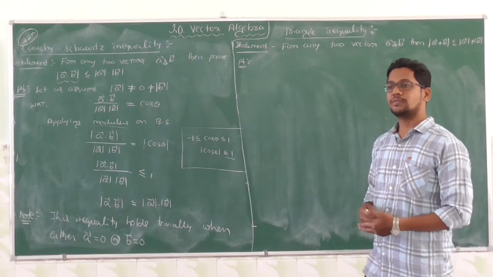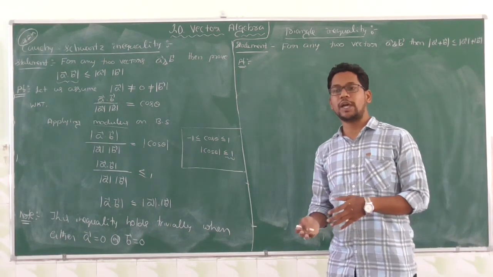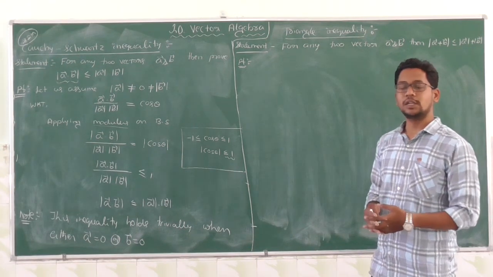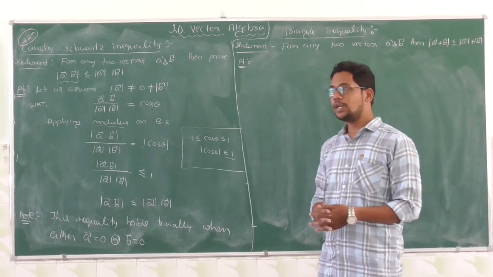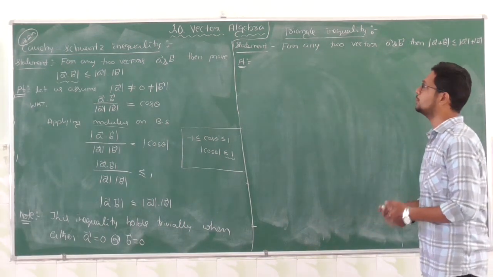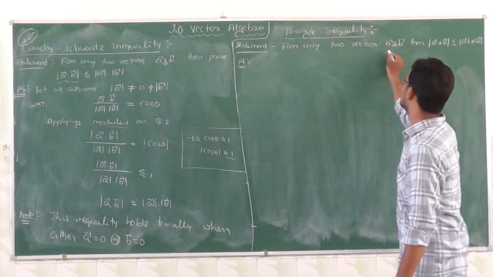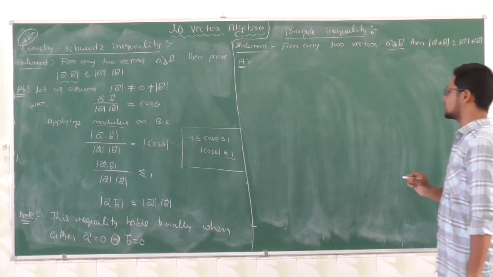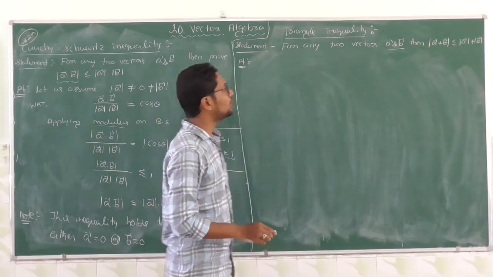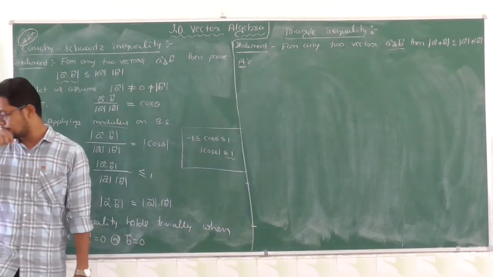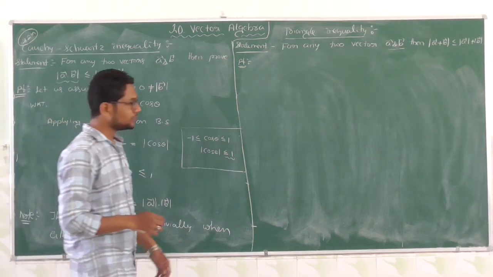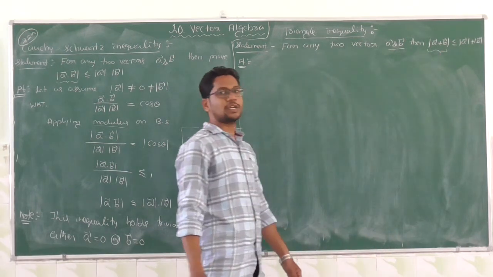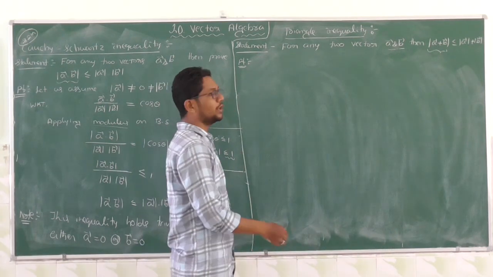In our previous classes, we already studied the triangle of vector addition. Triangle of vector addition we already proved. Here, we are going to prove the inequality. For any two vectors A and B, magnitude of A plus B is less than or equal to magnitude A plus magnitude B. Here we want to find the magnitude of A vector plus B vector.